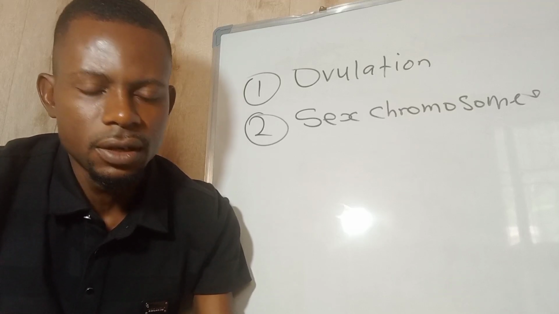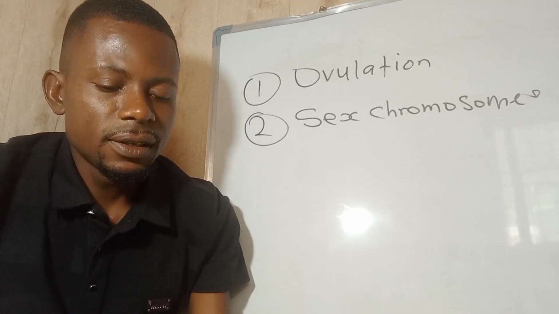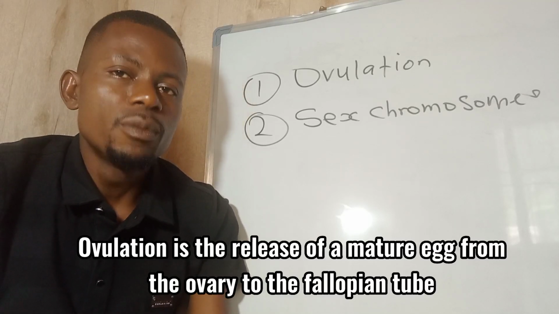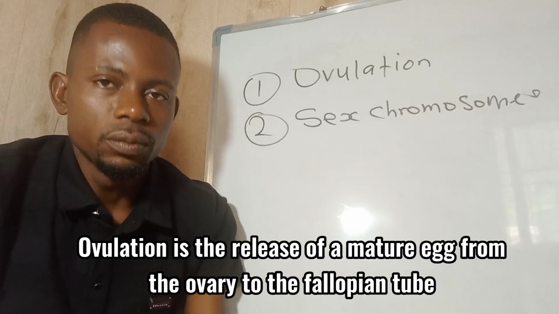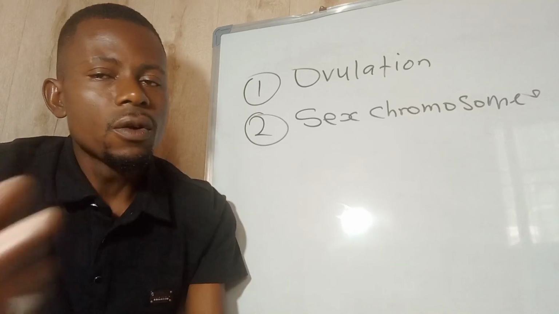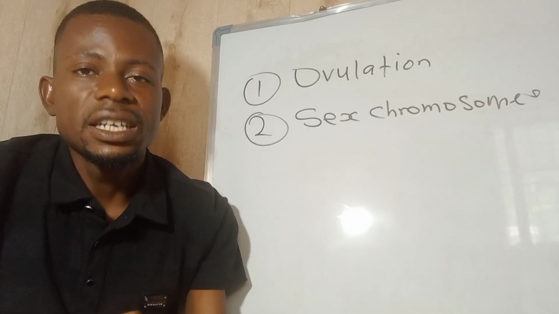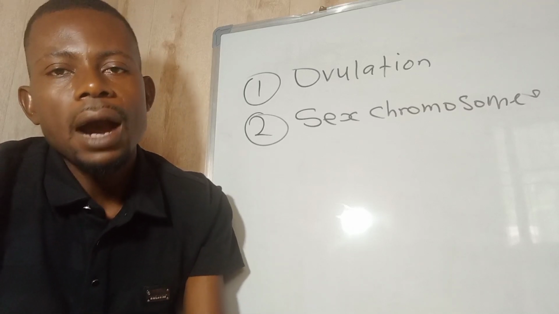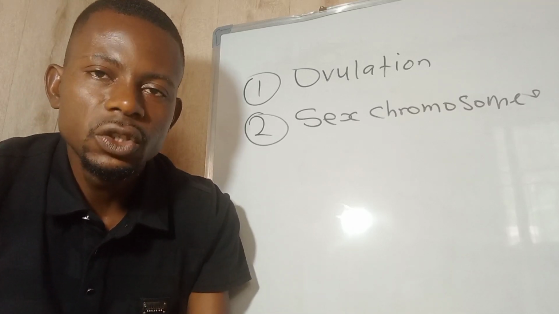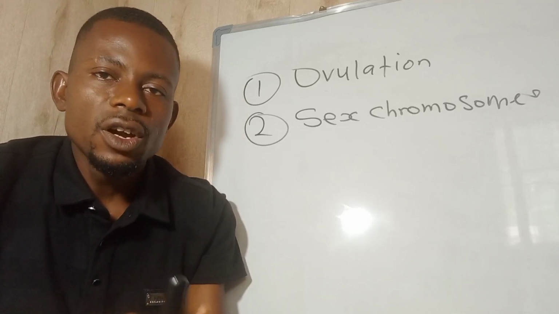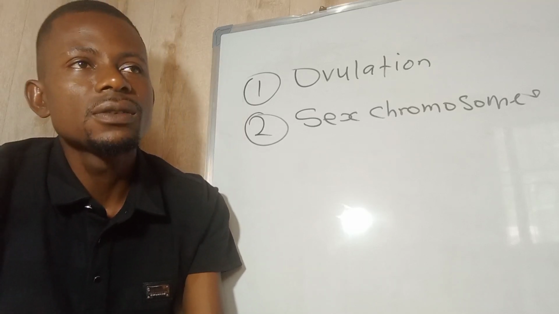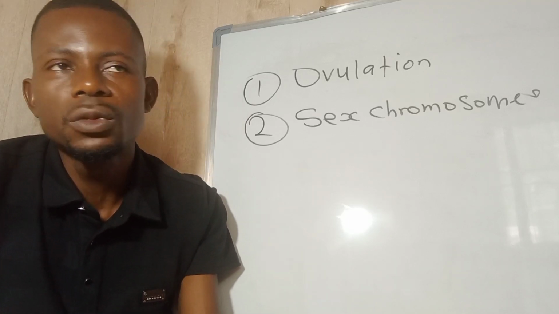So what is ovulation? Ovulation is when a woman releases a mature egg from the ovary into the fallopian tube. So without ovulation, a woman cannot get pregnant. So a woman will need to release an egg from her ovary into her fallopian tube, because it is in the fallopian tube that the sperm cells will meet that egg. The sperm cells are not really free to move to the ovary.